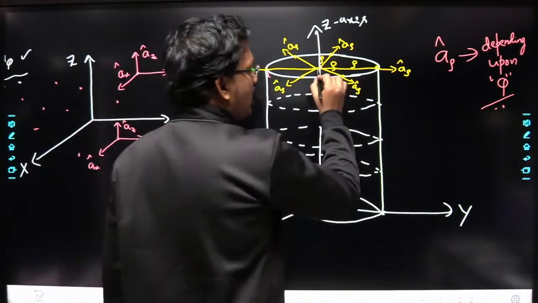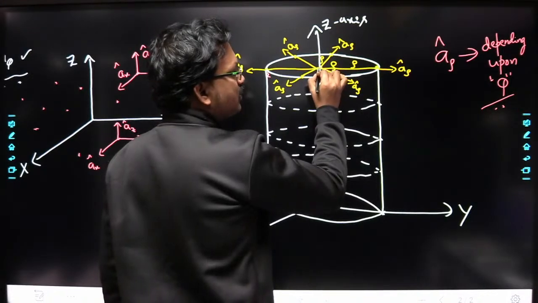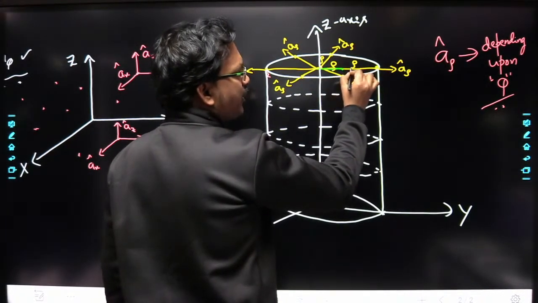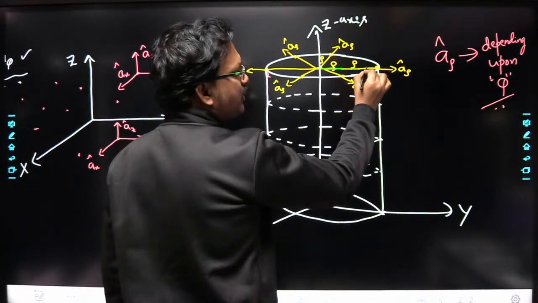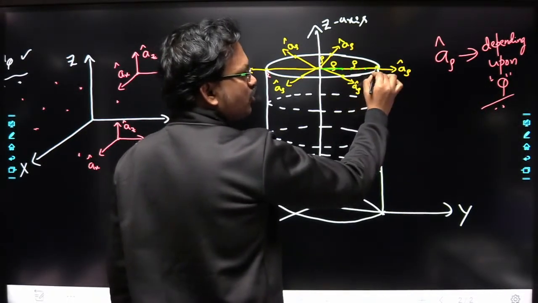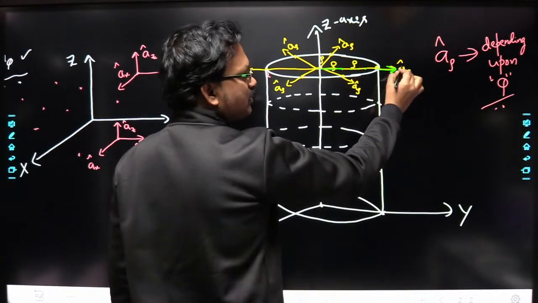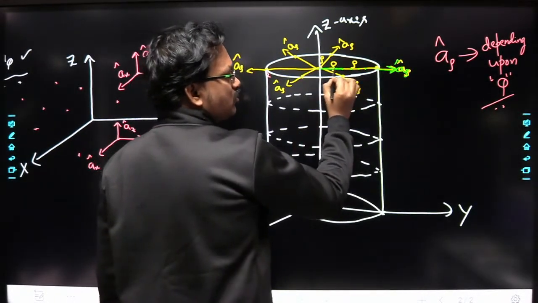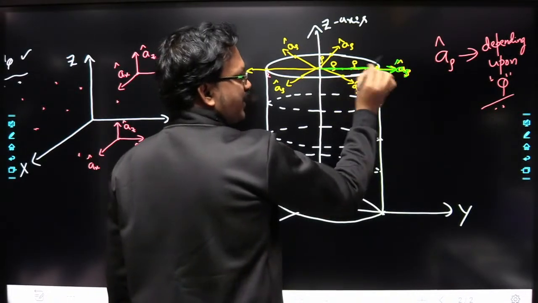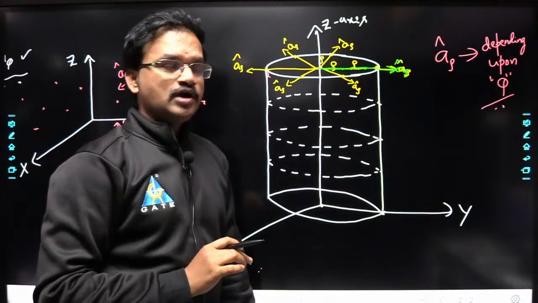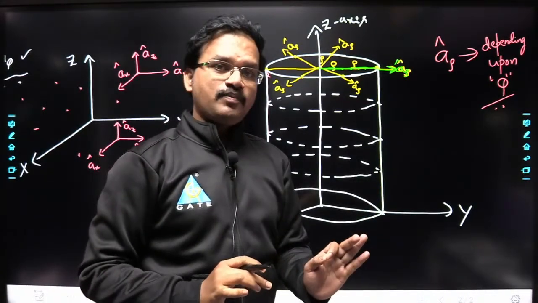See, as you move along rho here, let us say you have started from here, you are moving along rho. Understood? You are moving along rho. So whatever point you take here along rho, the direction of a_phi cap, is it still going to point in the same direction or not? It is going to point in the same direction. That means as you move along rho here, this direction of a_phi cap is not going to change. So that means a_phi cap doesn't depend upon rho.